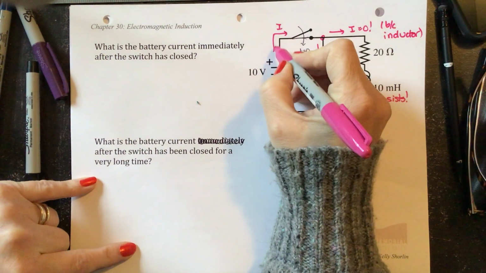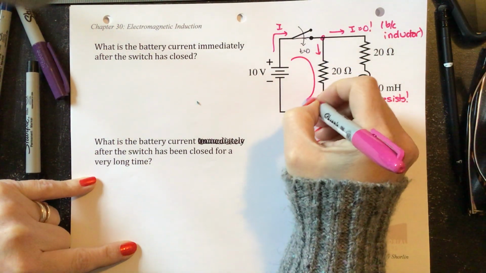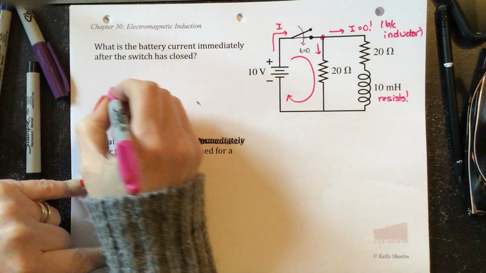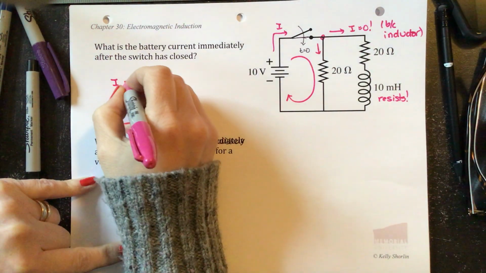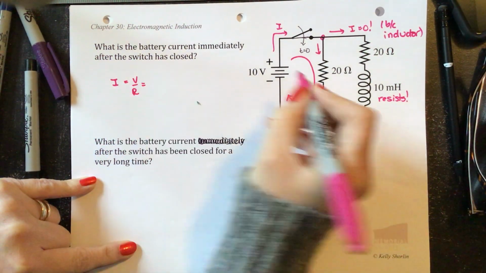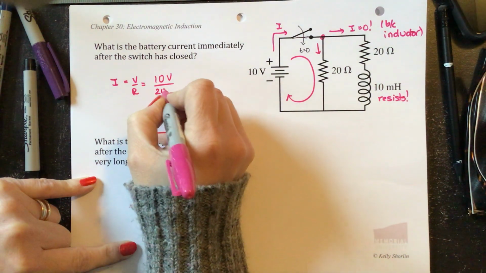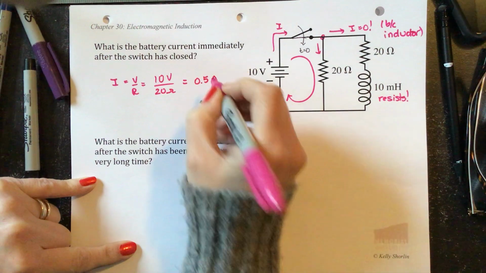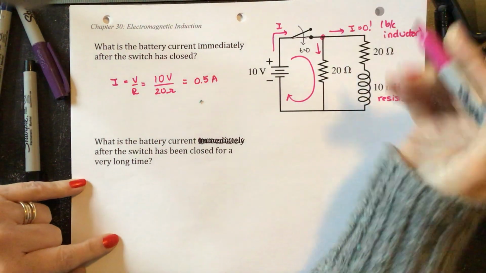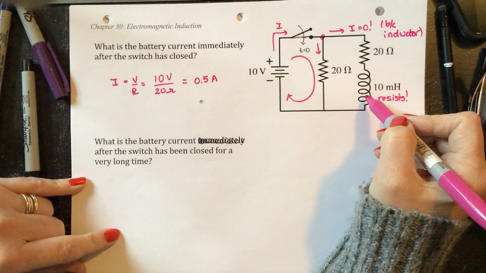So that means that the current that's put out by the battery all goes through the 20 ohm resistor, so the current just flows around the loop this way. So then in this branch right here, this is the only one we'll look at. I is equal to V over R. The only potential is the 10 volts. The only resistance is the 20 ohms. Equals 0.5 amps.